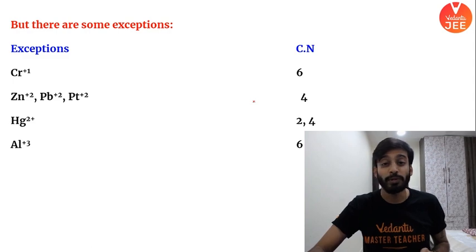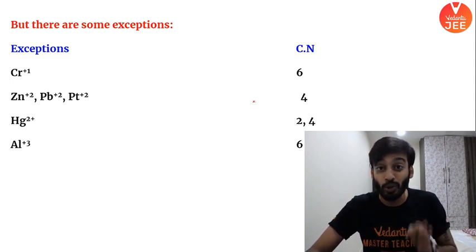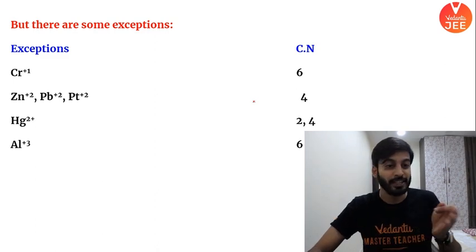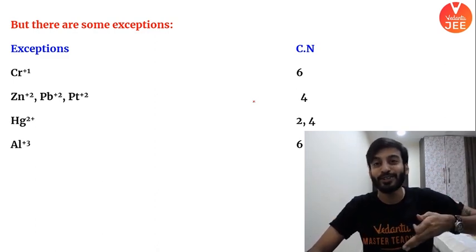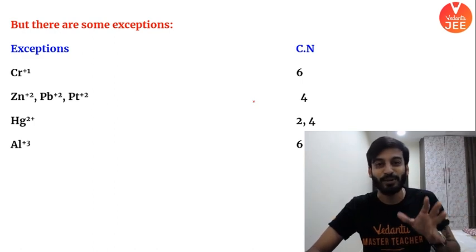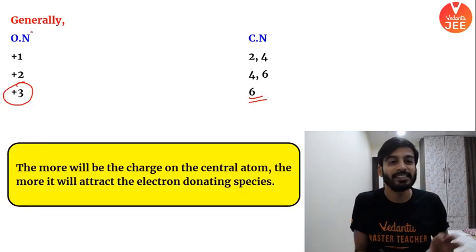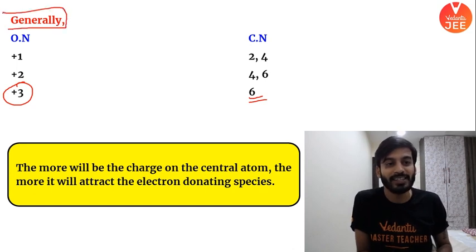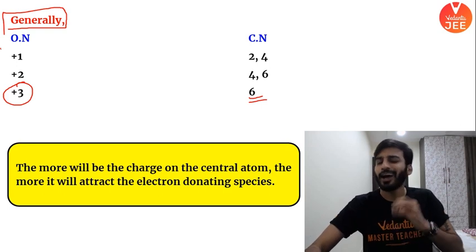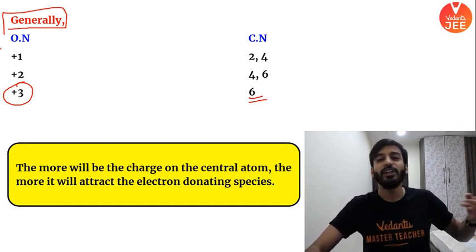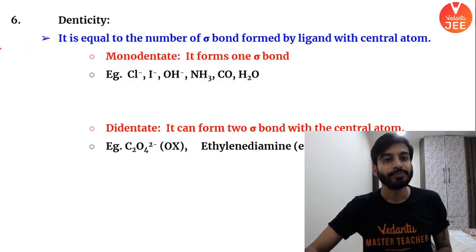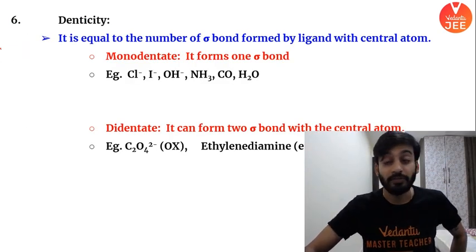For example, chromium in +1 state in some compounds has been found to give coordination number of 6. Similarly, aluminium +3 has also given 6, right? So there are some exceptions. So make sure you also remember here. Generally, yeah, there is a very important word called generally. There are exceptions, right? But this is a humble trend that higher the oxidation number, generally we will get higher coordination number. All right, now coming to denticity, very, very important.